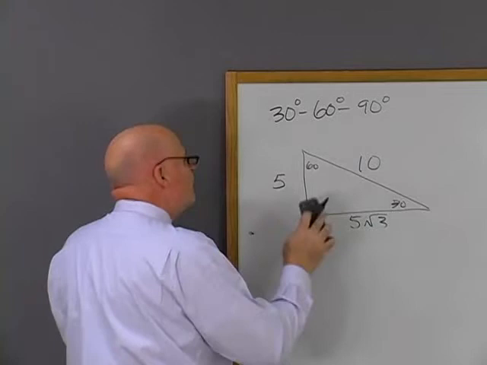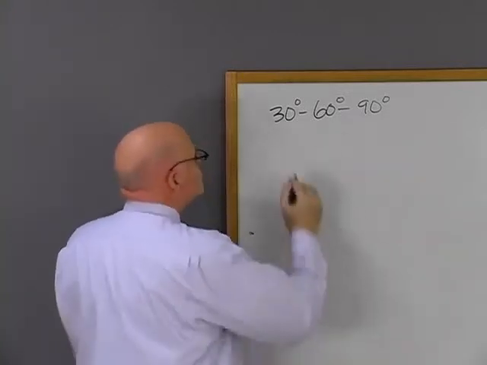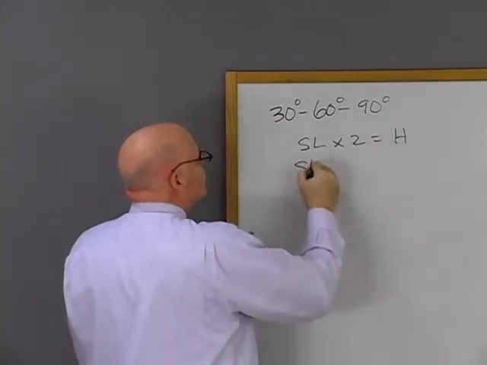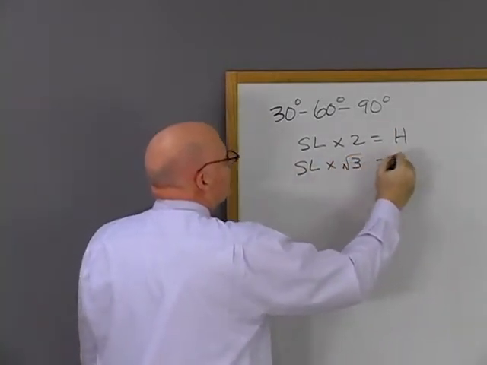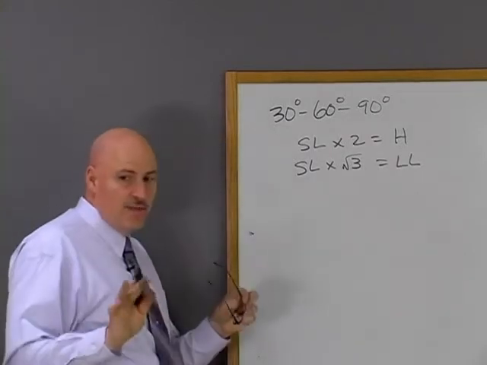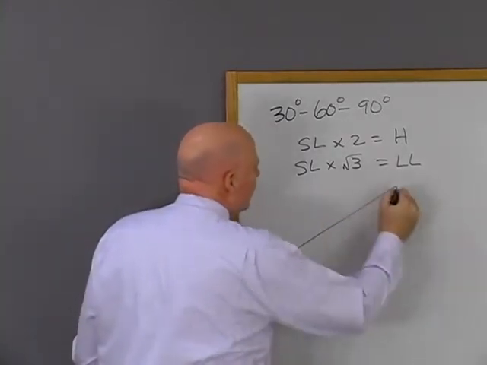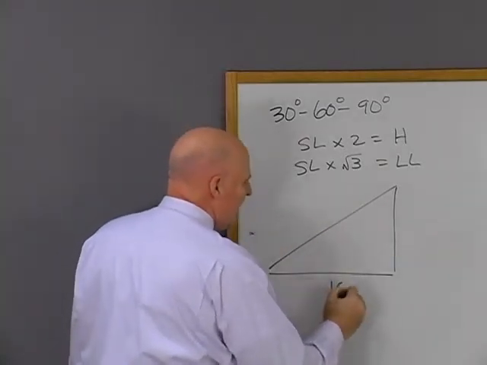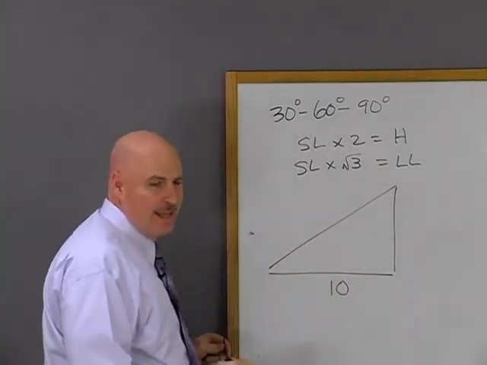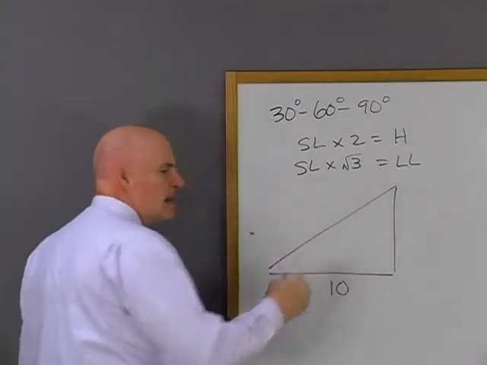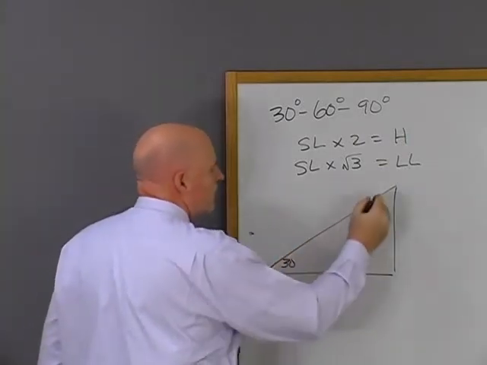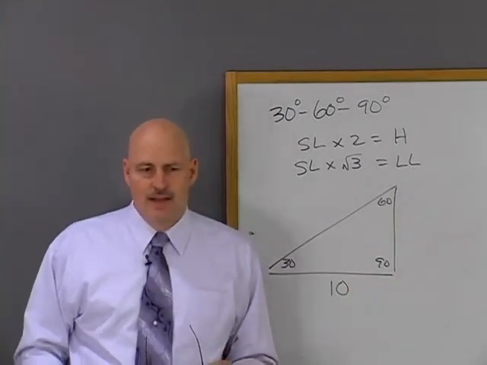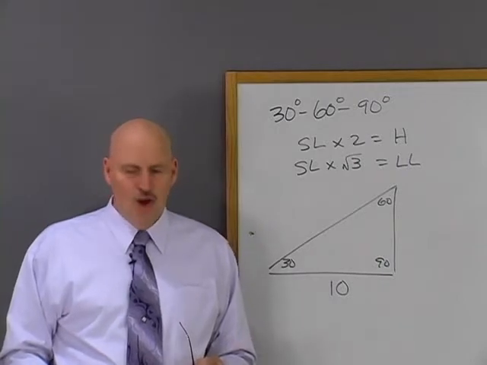But it's the same formula. So short leg times 2 equals the hypotenuse. Short leg times the square root of 3 equals the long leg. These are givens. So what if our long leg is not something times the square root of 3? What if it's 10? Can I find the short leg and the hypotenuse just given this information? What say ye, class? Yeah. Will it be easy? No, you're correct.